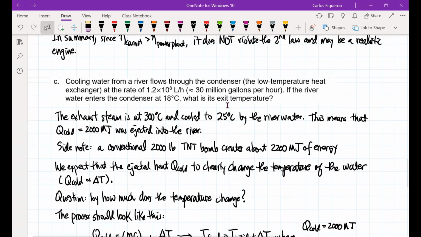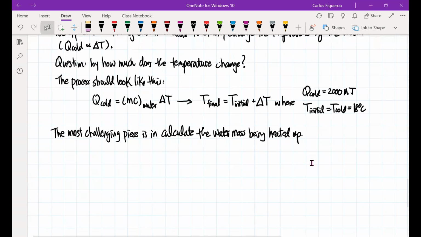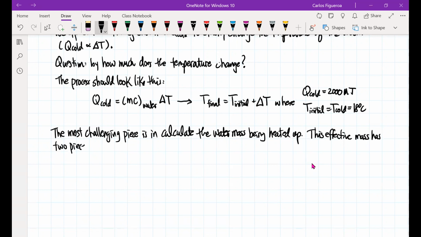Okay. So what I'm going to need here to calculate this water mass is two pieces. This effective mass has two pieces. The first one is the volume flow, and the volume flow is the volume of water divided by time.